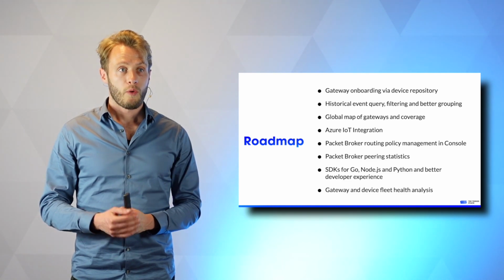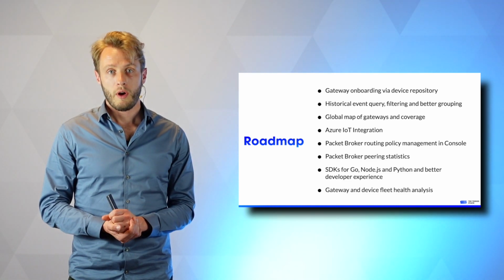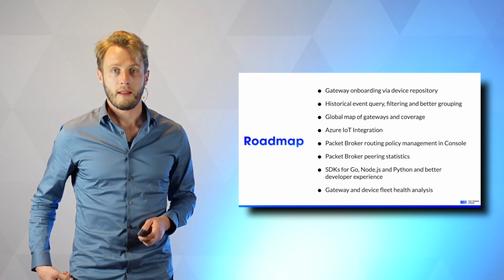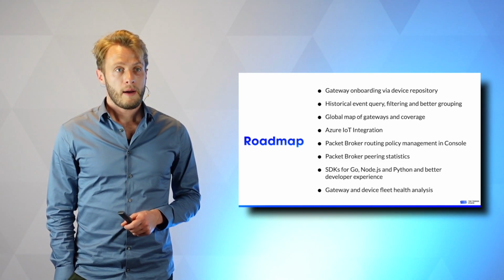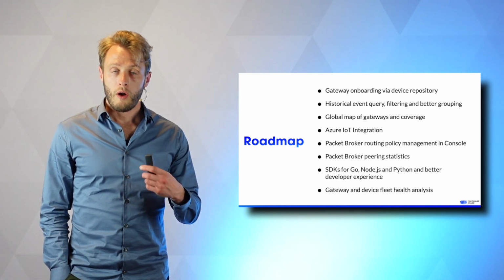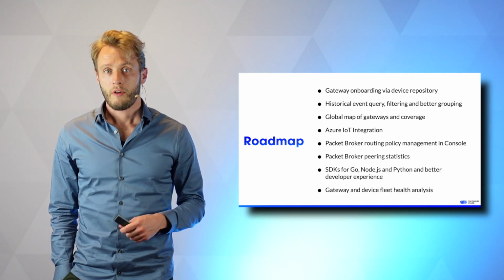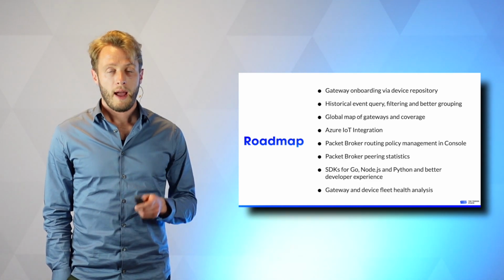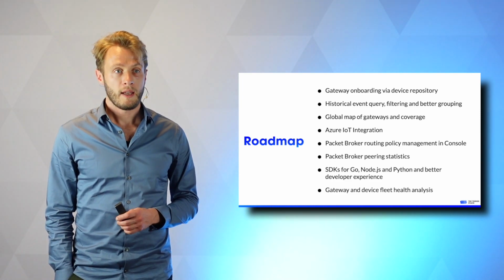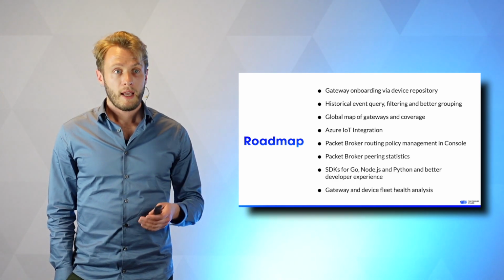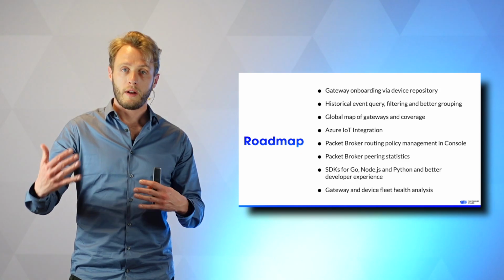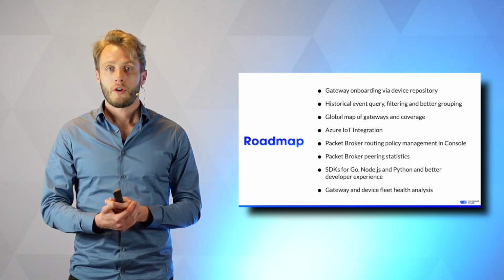Like I said, we have the really nice Azure integration on the roadmap. We already have a basic integration with Azure through the webhooks, but we're going to have a really native integration soon. The routing policies of Packet Broker can almost be configured in a console. That's going to be part of our next patch release. I have already a preview of that in my Packet Broker presentation later today. We're adding more insight in how the peering is going, what the balances are between your network and other networks. We're also going to show you that.